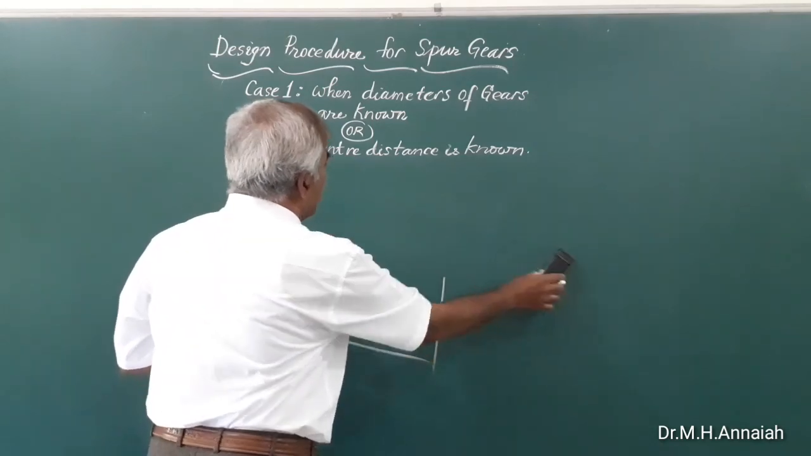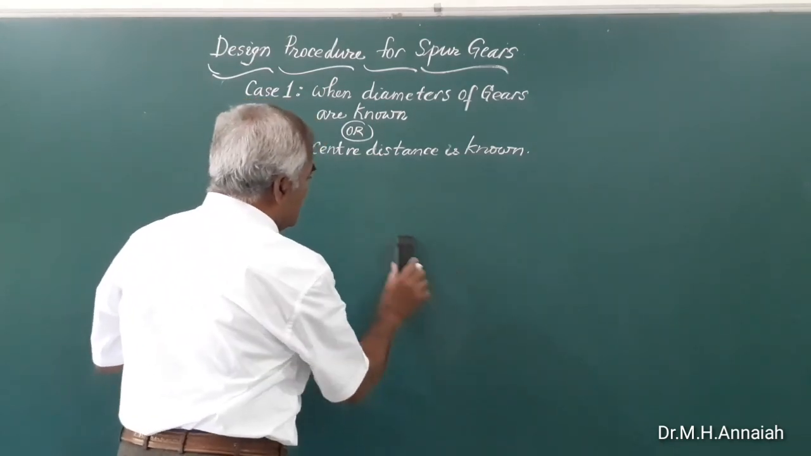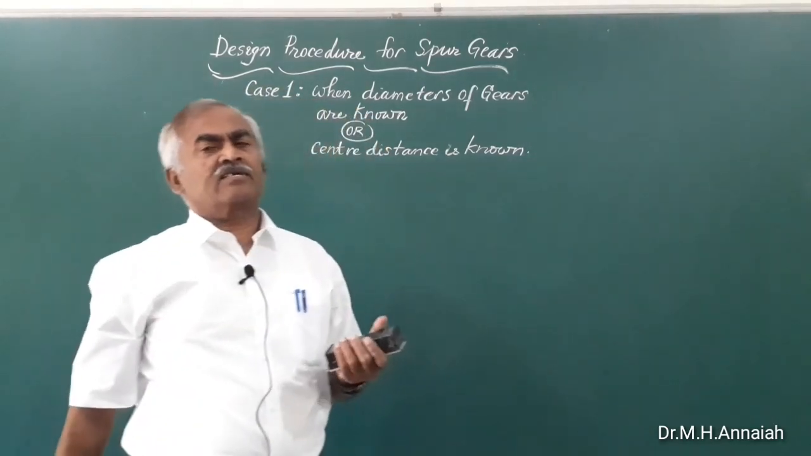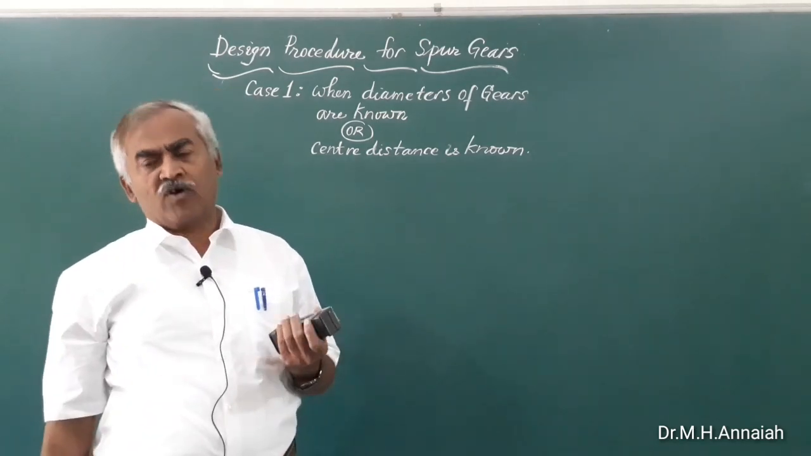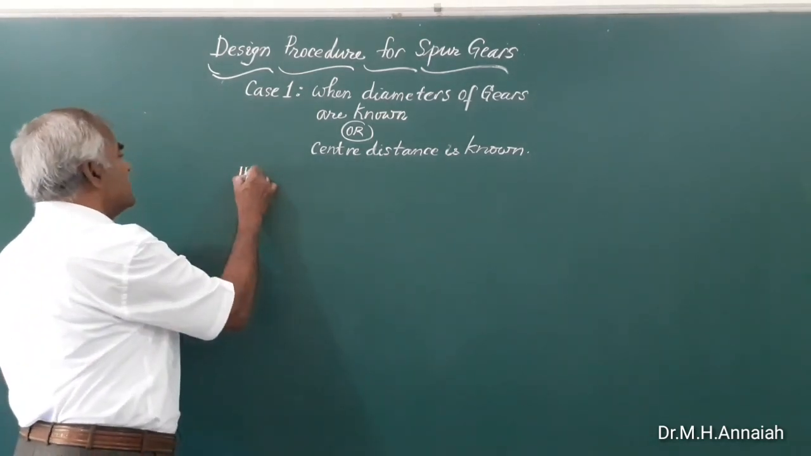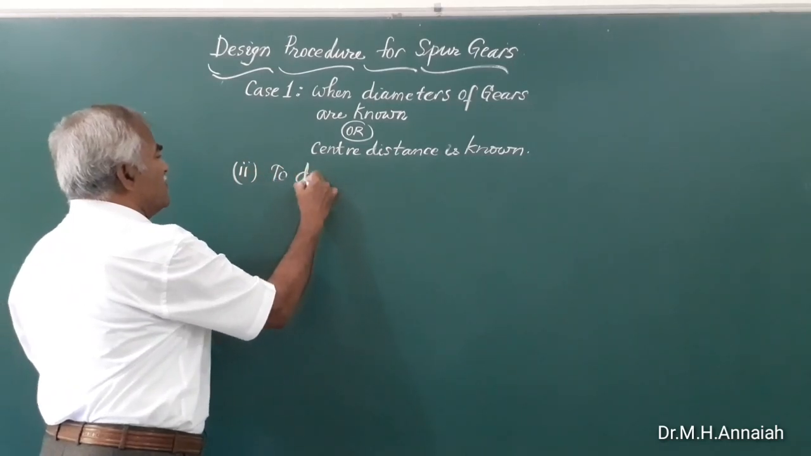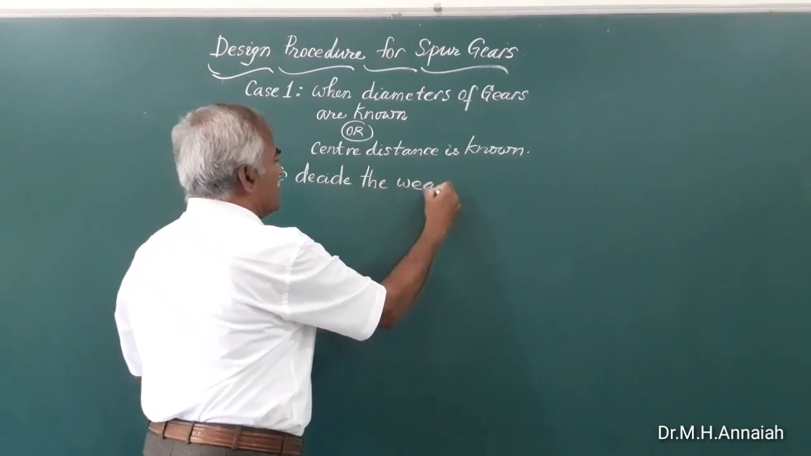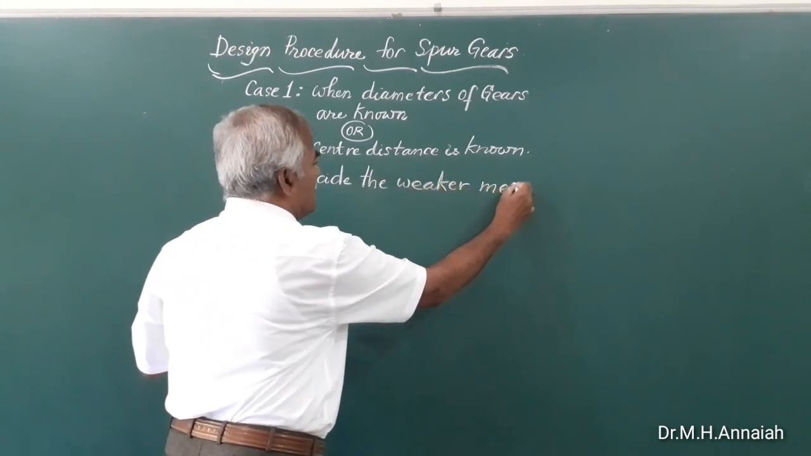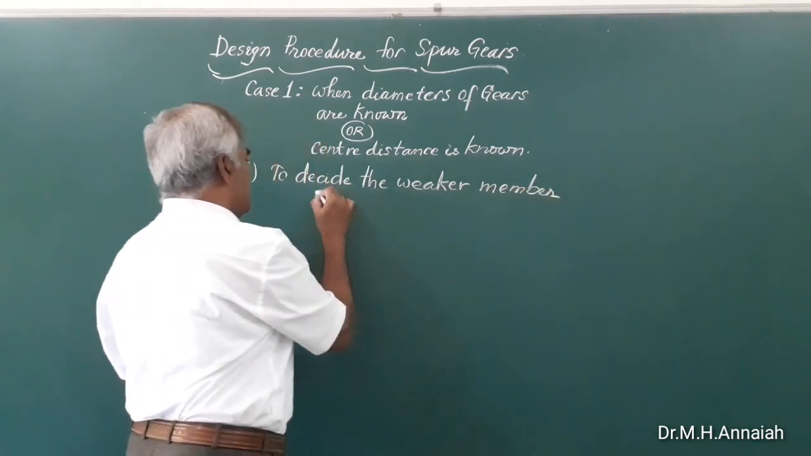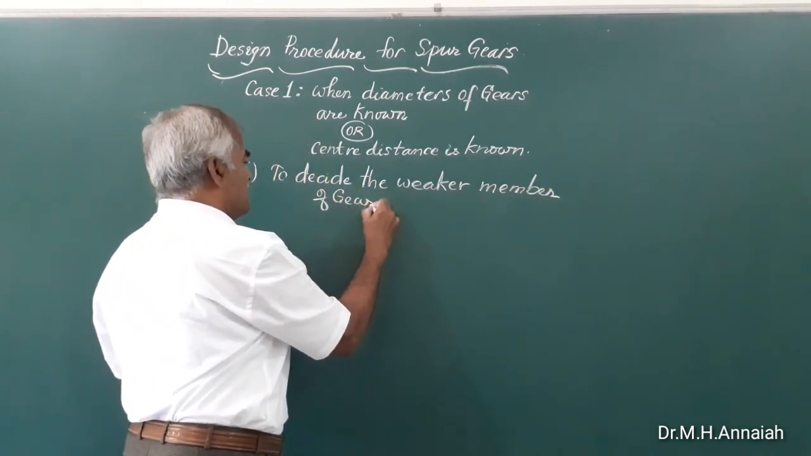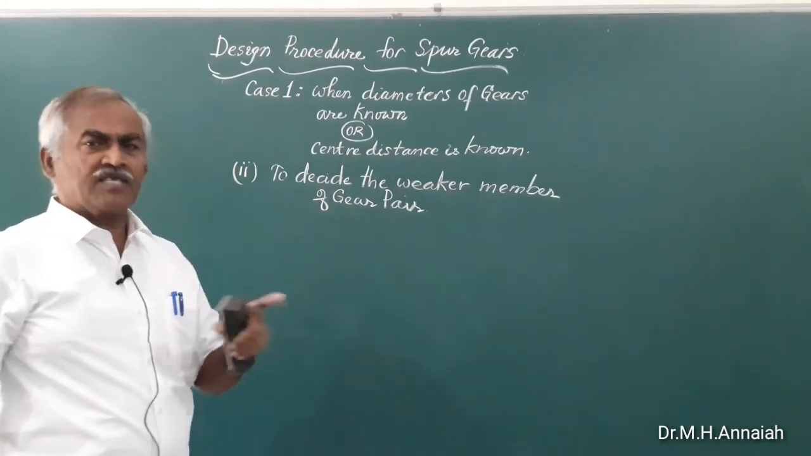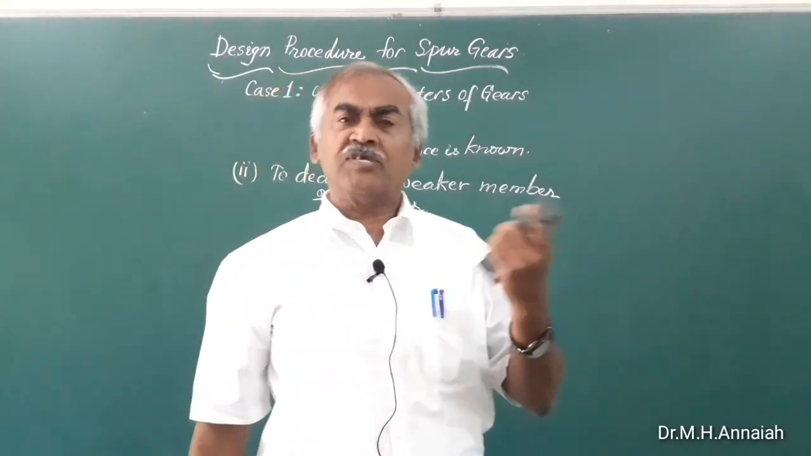Friends, after selecting the material for the gear and pinion, I told you before, it could be same or it could be different. Now, the second step you follow is to decide the weaker member of the gear pair. That means, out of these two materials, which is the weaker member and on which the design is to be based.